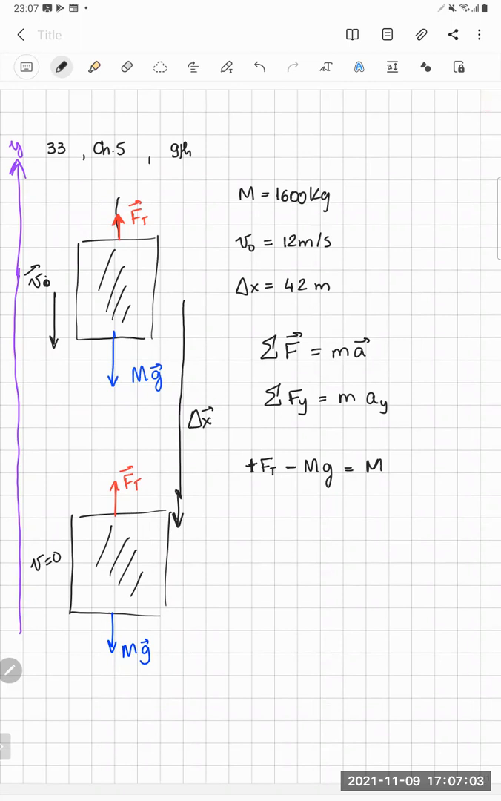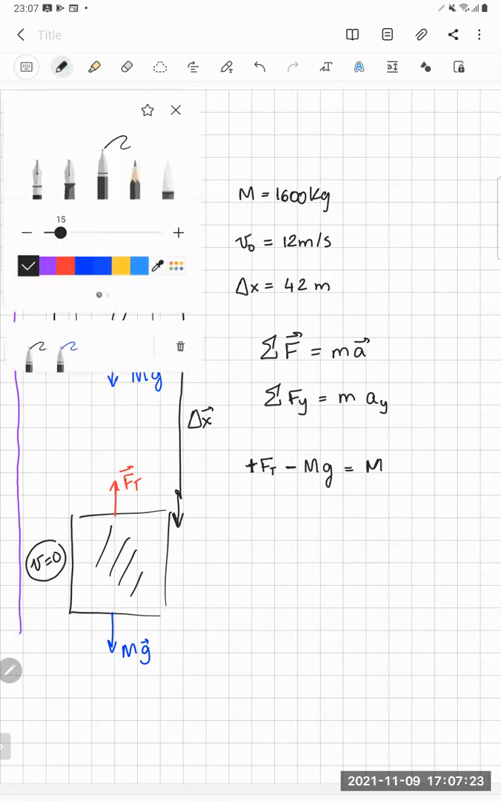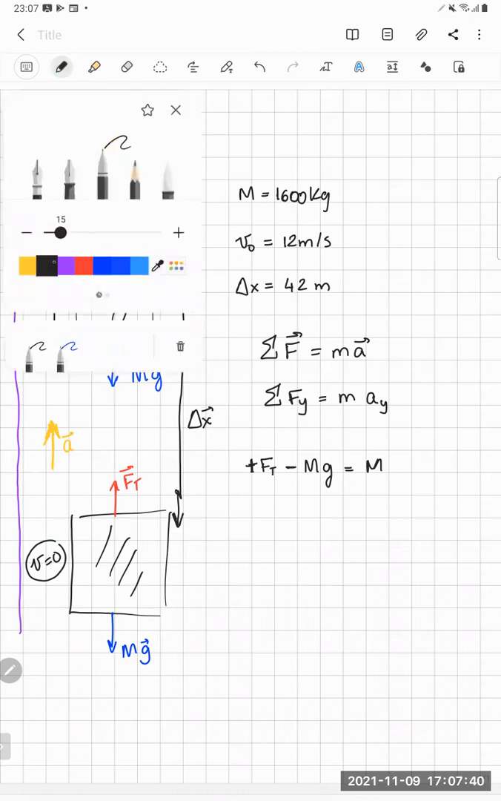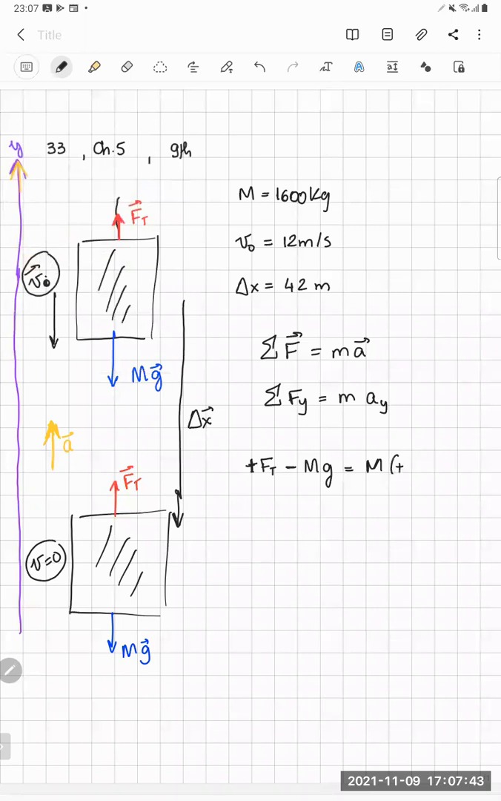Let's think a little bit. What is the direction of the acceleration? We start with a certain speed pointing down, and then we stop. The elevator is going down with a certain initial speed, and then it stops. That means the acceleration is opposite to the direction of the velocity. According to our frame, the acceleration is pointing up, and the frame is also pointing up, so the acceleration is positive. I'm going to put plus a here.